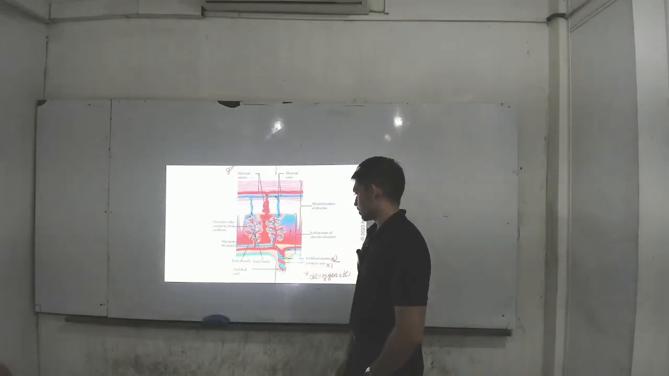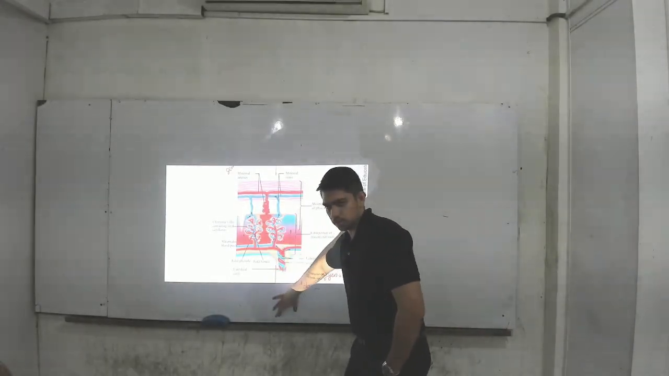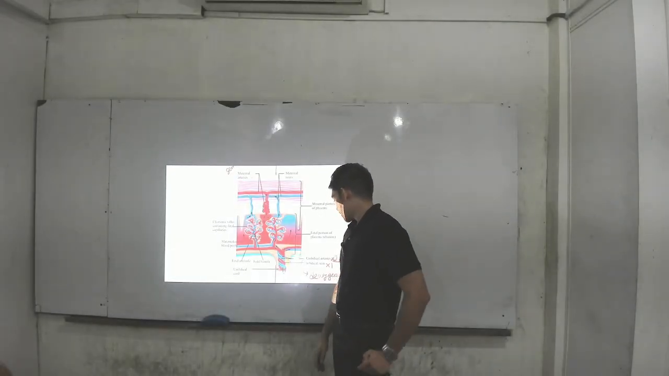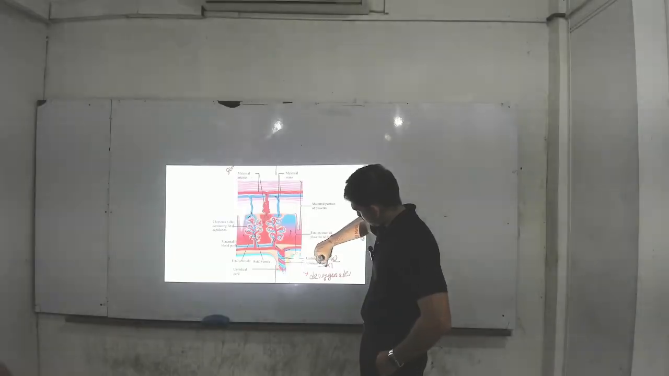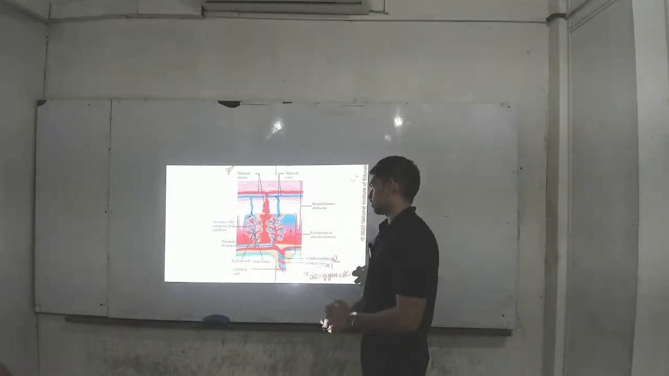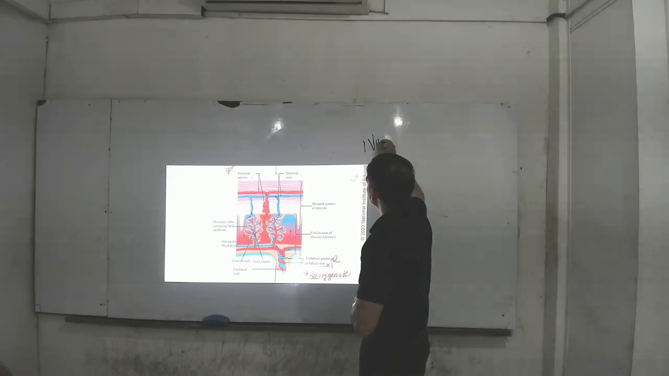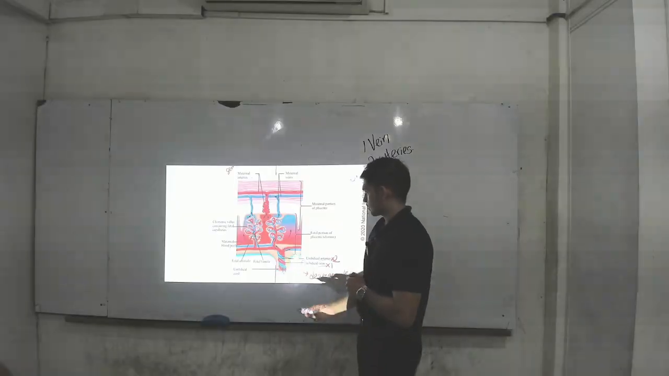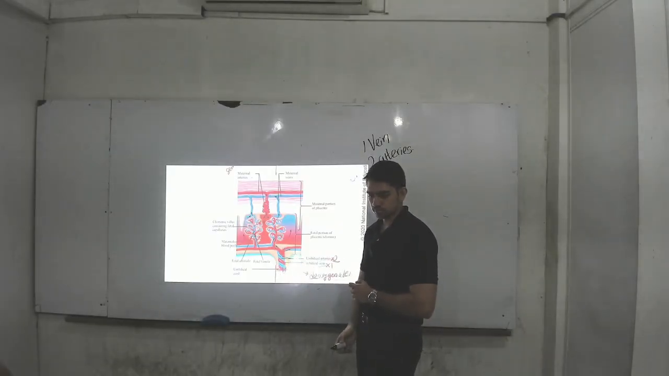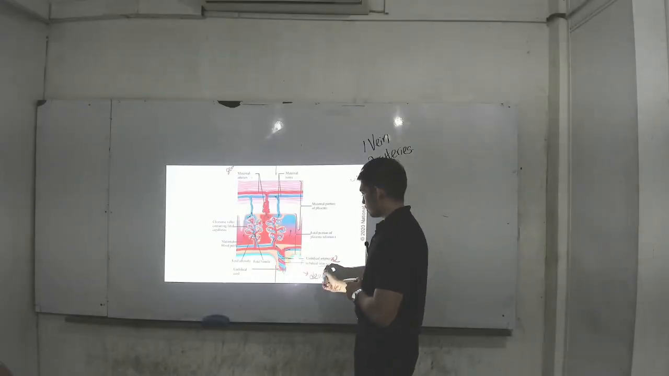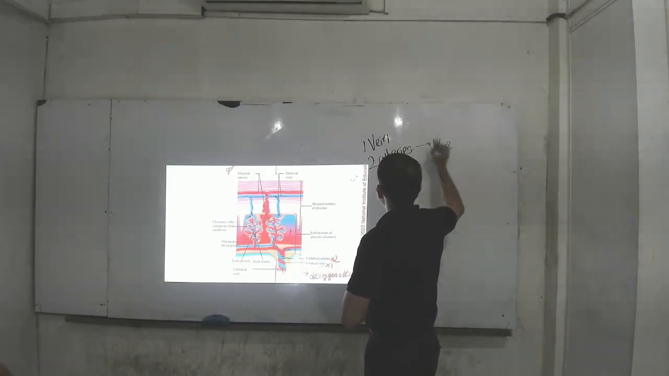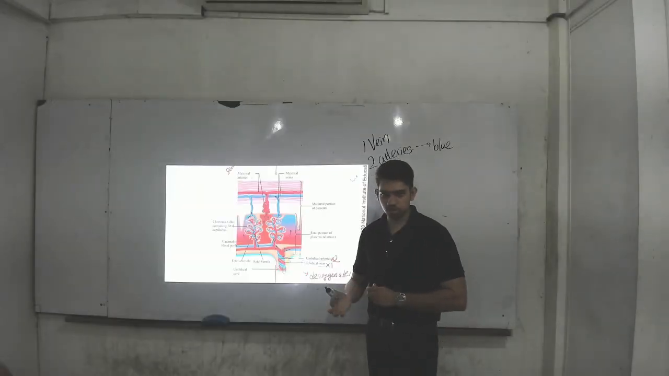But this is the interesting point. So this is the umbilical cord. What are the blood vessels in the umbilical cord? We have one umbilical vein, two umbilical arteries. One vein, two arteries. So here, can you see the arteries are blue color? Why are umbilical arteries blue? Blue means what? Carrying deoxygenated blood.